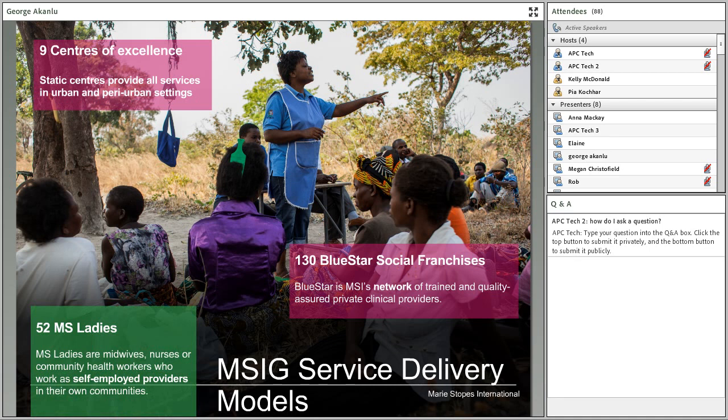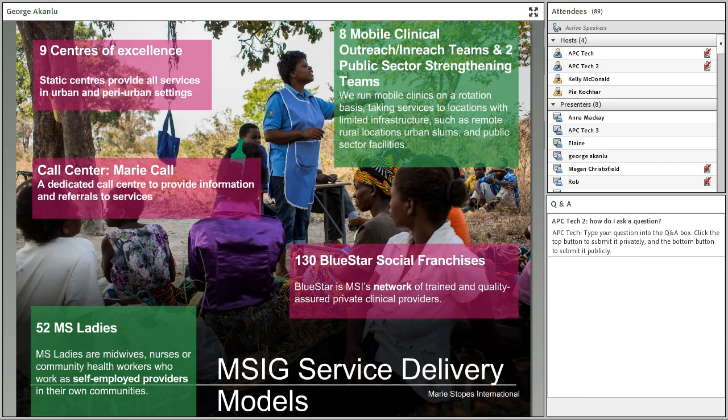We also have a network of Blue Star facilities. These are a network of trained and quality assured private providers who provide voluntary family planning services across the country. These 130 facilities are located in various cities and urban areas across the country. We also have a network of Marie Stopes Ladies. These are individual midwives, nurses, or community health workers who are self-employed providers who are trained by Marie Stopes and certified to provide voluntary family planning services in their community.